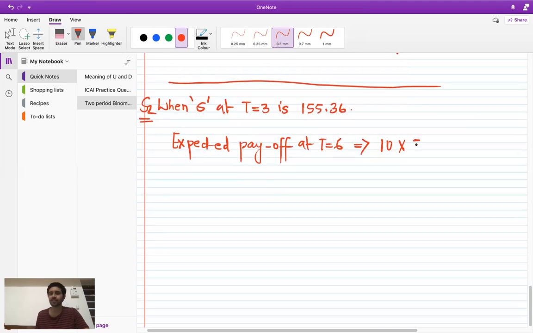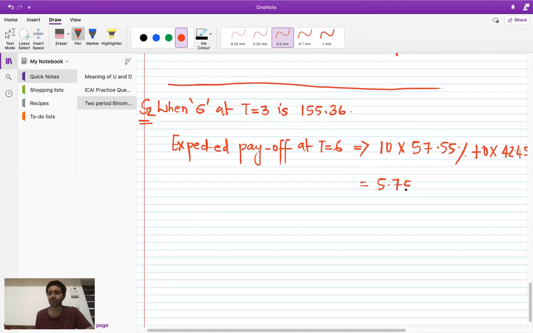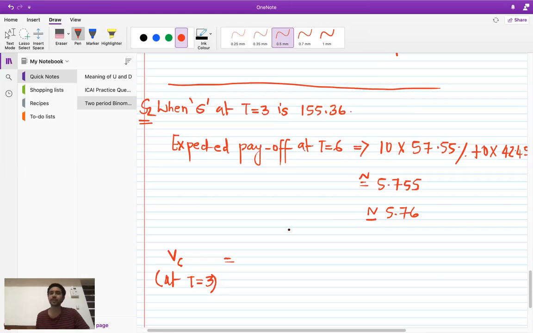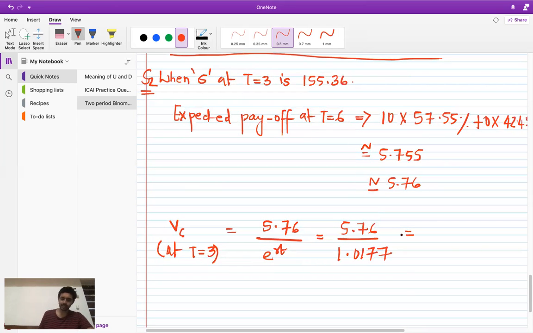So 10 into 57.55 percentage plus 0 into 42.45 percentage. The second term is actually going to be 0 itself, so this is nothing but 5.755, 5.76 rather. So the expected payoff at t equal to 6 is 5.76. Therefore, the value of the call option at t equal to 3 is going to be the present value of the expected payoff, which is 5.76 divided by e power rt, which is 1.0177. 5.76 divided by 1.0177 is 5.66.